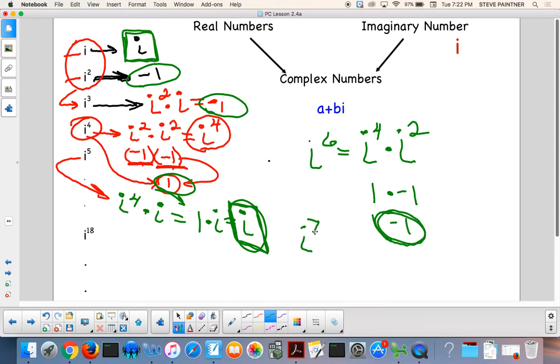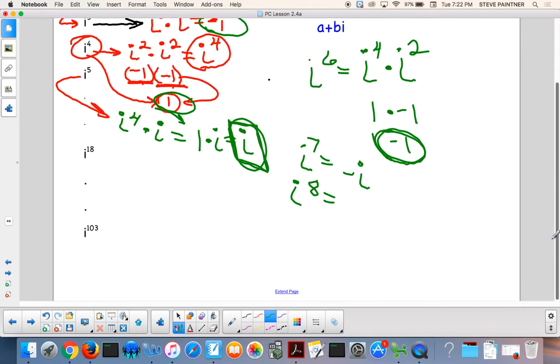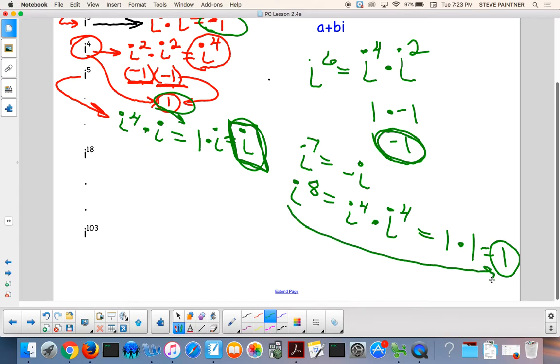i to the seventh should be what? Well, hopefully you're saying it's going to be -i. i to the eighth. What is i to the eighth? Well, i to the eighth would be i to the fourth times i to the fourth, which ends up being 1 times 1, because that's what i to the fourth is, so the answer is 1. And there you go. We just repeated it all over. i to the fourth is 1. i to the eighth is also 1. Okay? So the question becomes, what happens when they get really big?